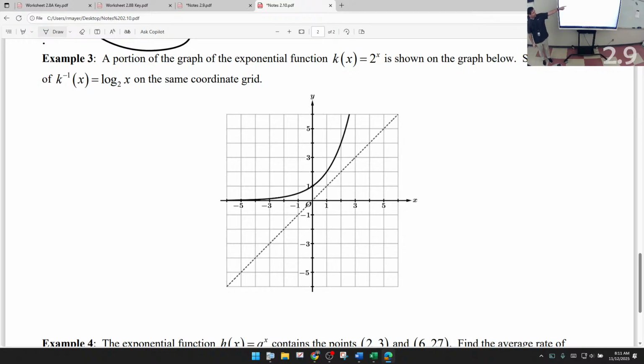A portion of the graph 2 to the x. Here's 2 to the x. I want to show the inverse of k, which is log base 2 of the x on the same coordinate grid. Again, to me, one of the easiest things to do is to find points and plot the flip of it. In other words, this is 0, 1. And if that's 0, 1, I'm going to go to 1, 0. There is 1, 2. So I'm going to go to 2, 1.